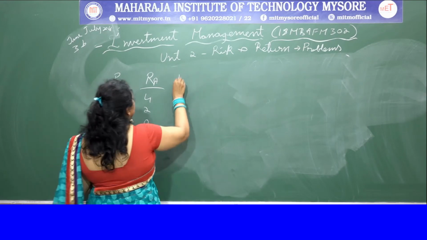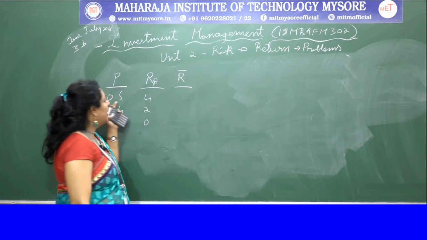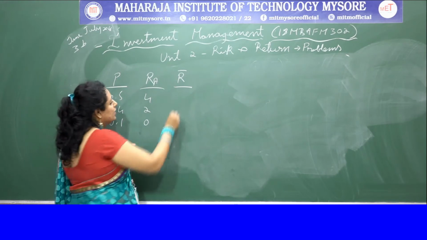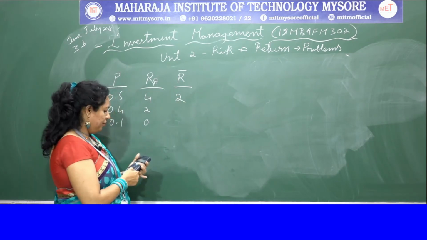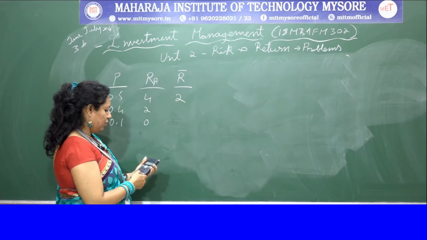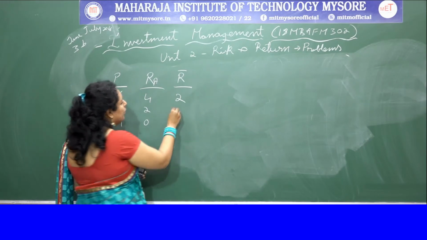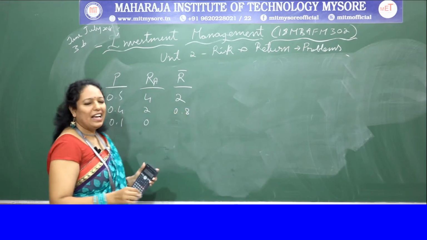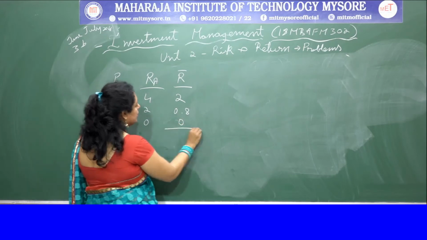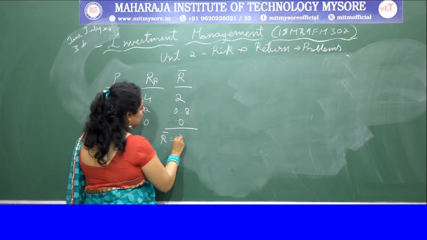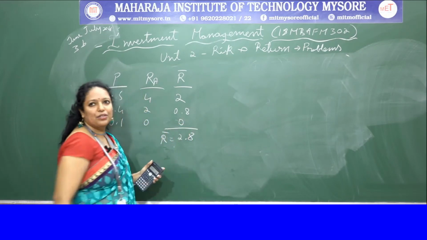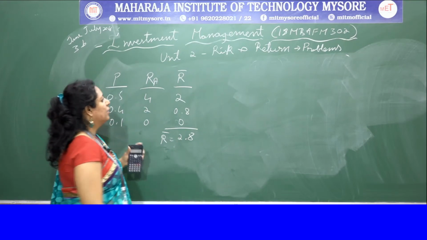Okay, so here we have to do R bar. R bar, half of this is 2. 0.4 of 2 is 0.8, and anything with 0, it is 0. So your R bar is 2.8. So 2.8 is your return.